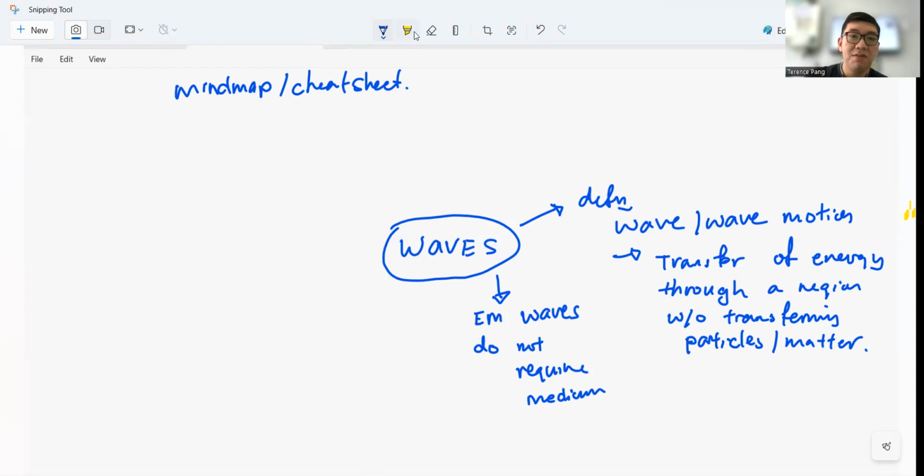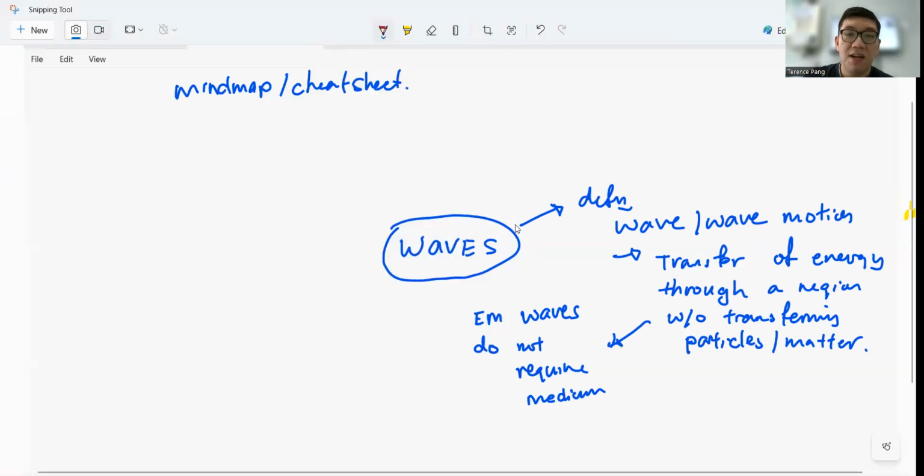Okay? I mean, you don't even need to put this here. You could just link it directly here, because we talk about requiring a medium here. So really, it's up to you to connect the dots in however way you want. You can use different colors as well. Okay, so tell me, what waves do require medium?